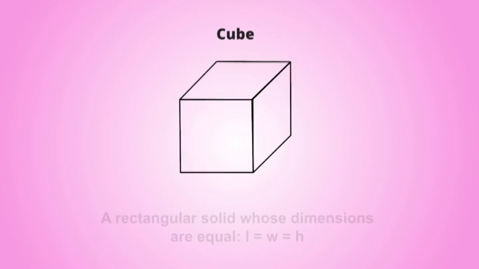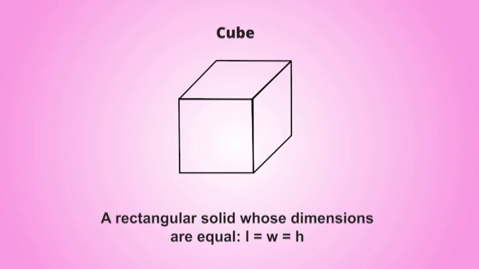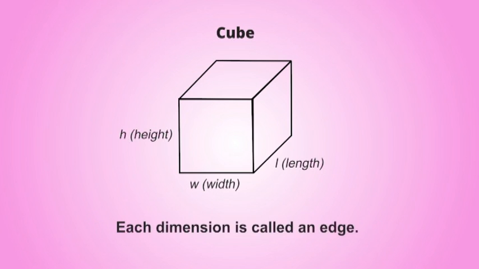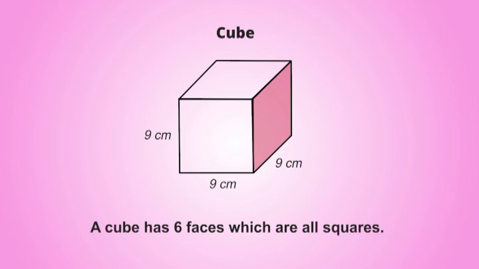The cube is a rectangular solid whose dimensions, that is, its length, width, and height, are equal. Each dimension is called an edge. In the preceding figure, the cube has an edge of 9 centimeters. How many faces does it have? A cube has 6 faces, which are all squares. Can you give some examples of cubes that you see in your home and community?